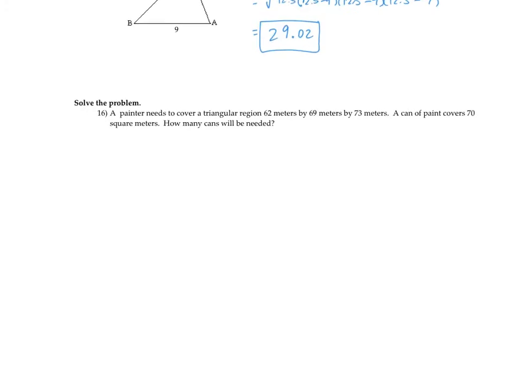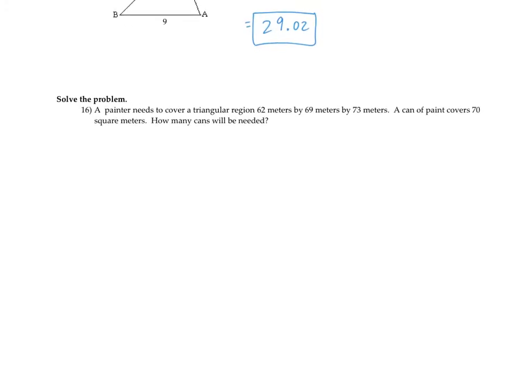One last problem and we're done. Number 16. A painter needs to cover a triangular region that is 62, 69, and 73. And a can of paint covers 70 square meters. So we need to find the area, and if we divide that by 70, that will tell us the number of cans. Of course, we'll need to round up, because if we get a fraction of a can, we've got to still buy the whole can.